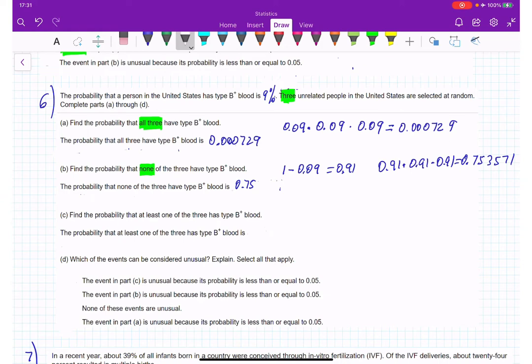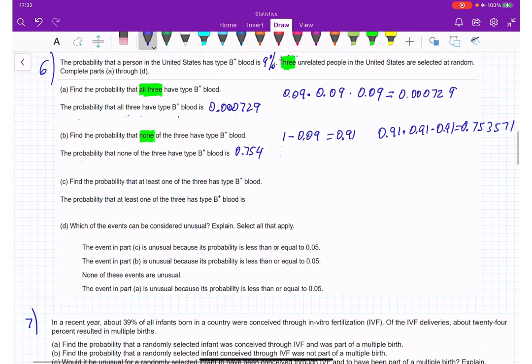0.754. Okay. Next, find the probability that at least one of them, very important, at least one of three has type B plus. For this case, what we do, we take 1 minus the 0.754. Okay? 1 minus 0.754 is going to be 6, 4, and then 2. Okay, 0.246.